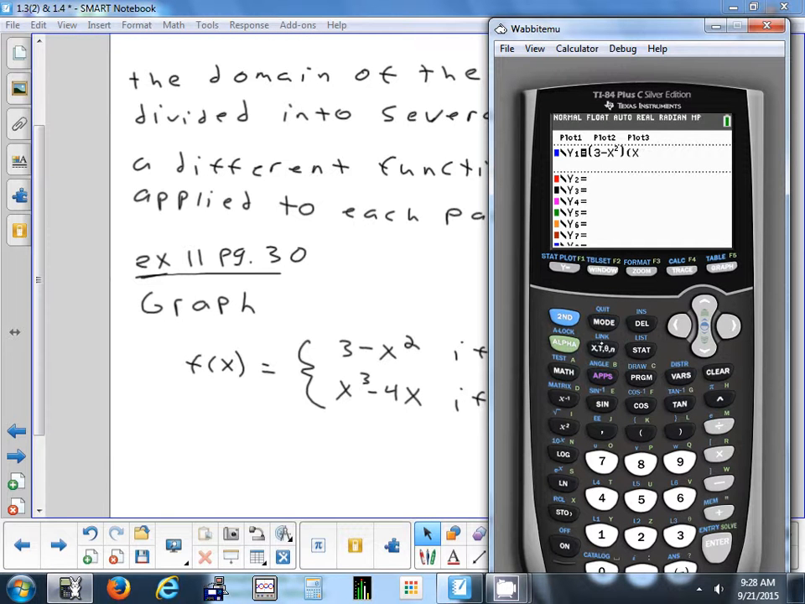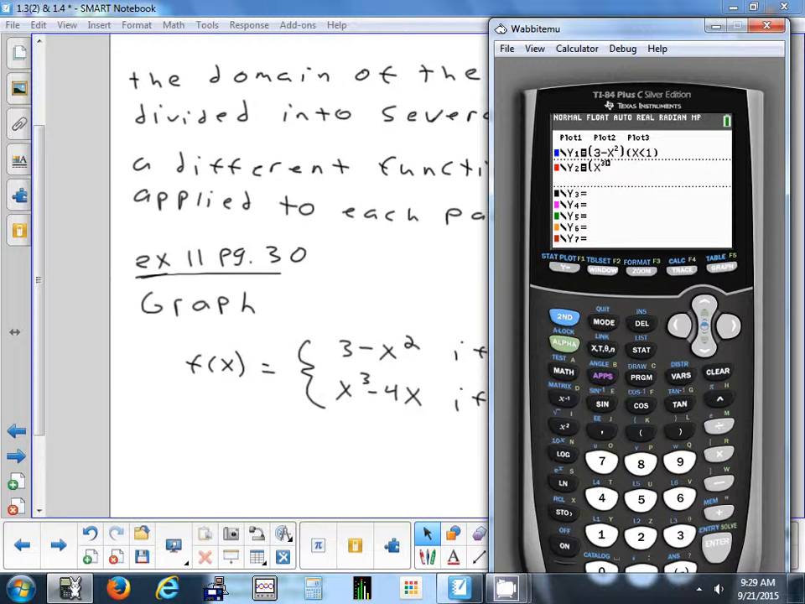So press x. And then to get your less than, press second, and then press math. That'll give you all your inequality symbols. x less than 1. That's it. That's the only thing that's different. Now type in the bottom one. Parenthesis again. If you forget the parentheses, it will mess up.